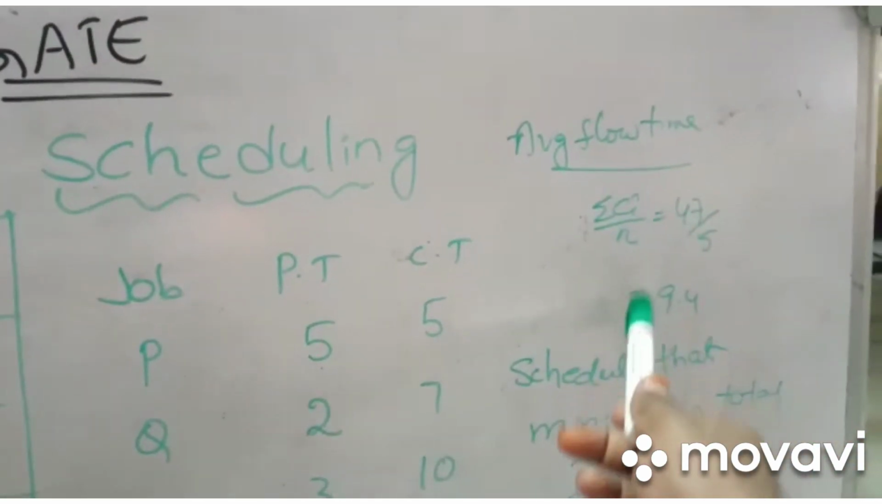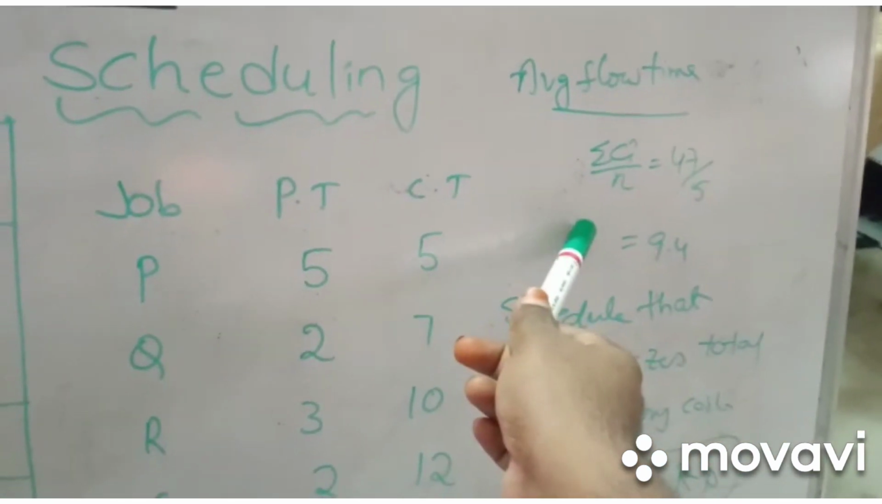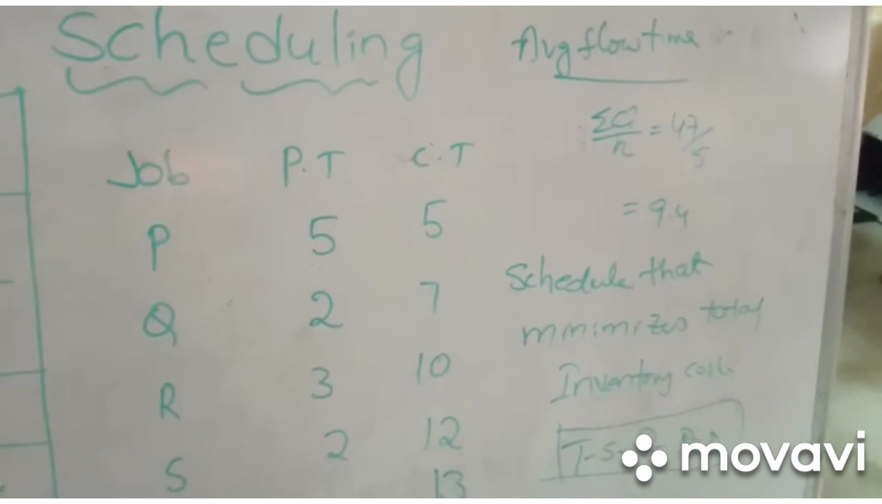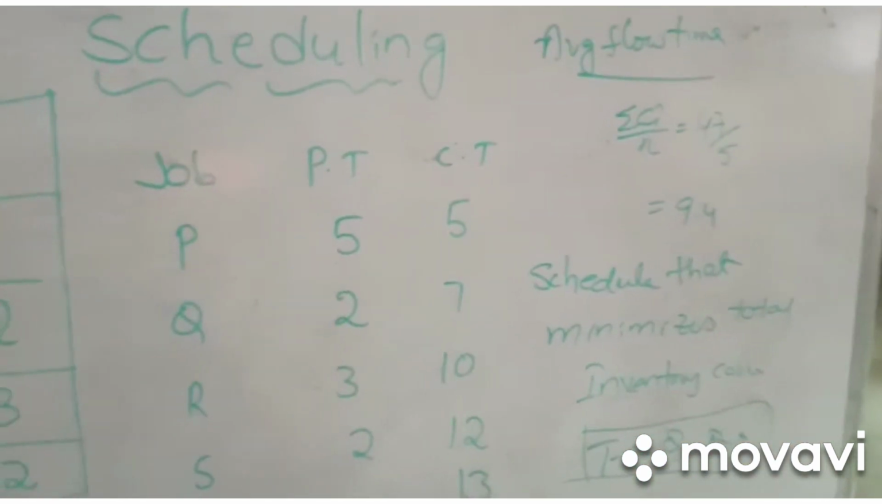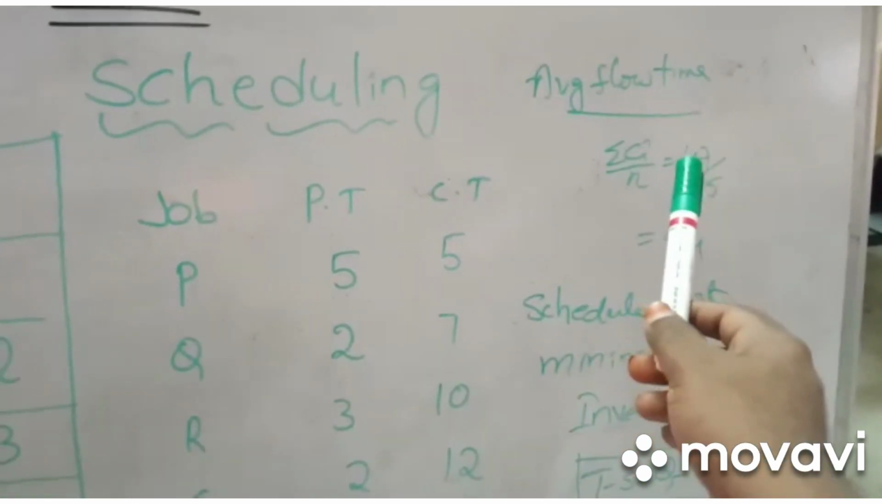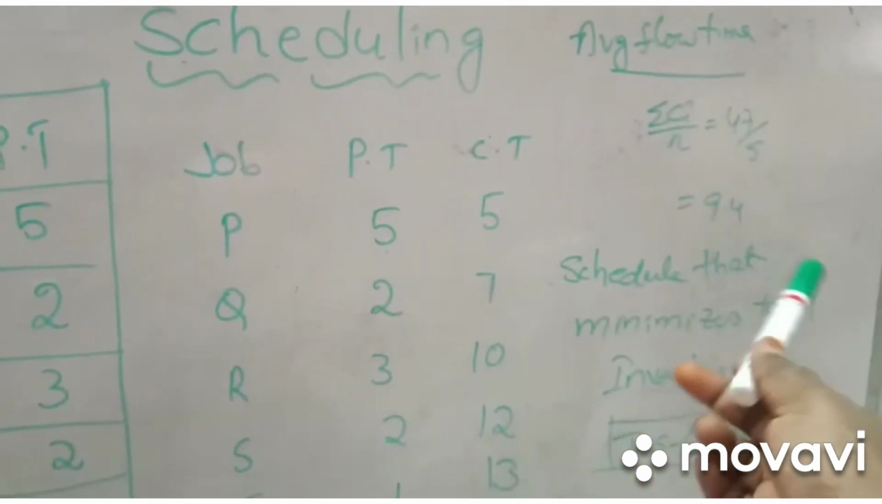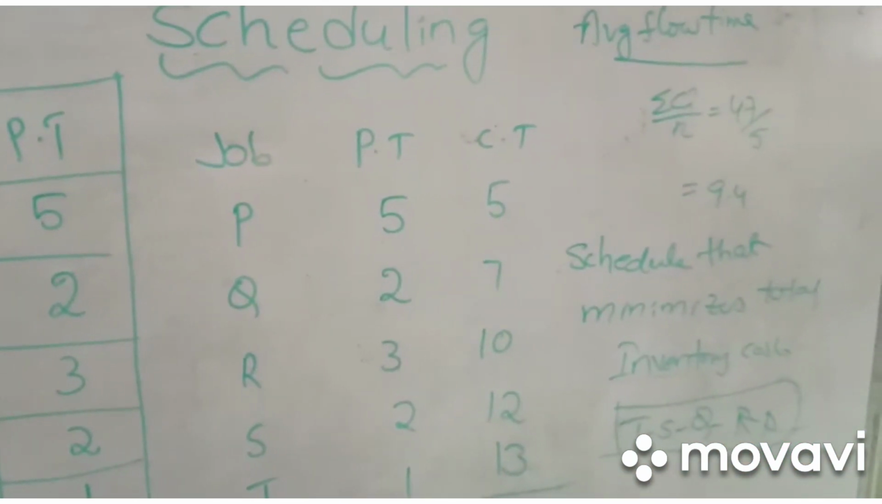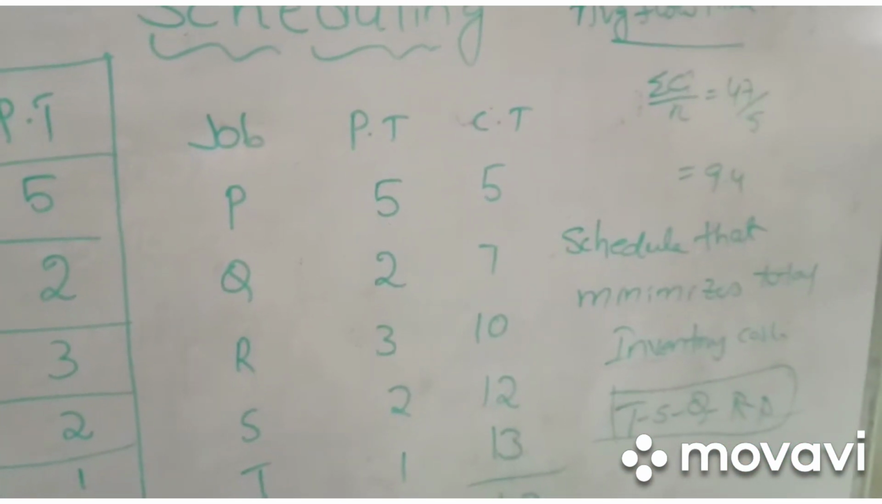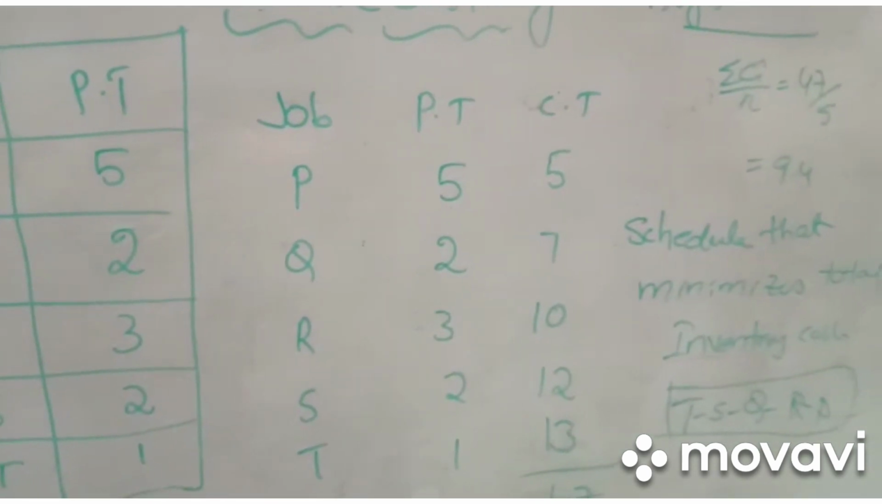So the formula for the average flow time is sigma C by n. Sigma C is the completion time, and n is the number of jobs you have. So sigma C equals the total value. This total value is 47, and n equals 5, so we get 9.4. This is the average flow time of your jobs.